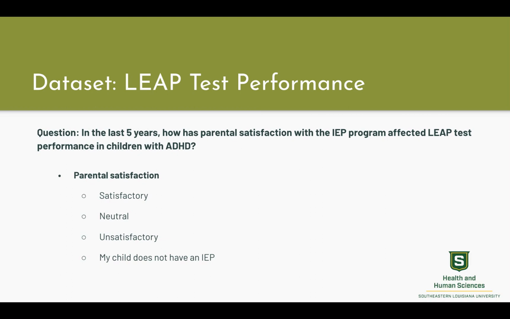A second variable would be ADHD symptoms. The reason this is a relevant variable is because the severity of ADHD symptoms does affect children's educational performance. So that's why it is a relevant variable in this case. And the values for this variable will also be categorical, and we have severe, moderate, and mild.